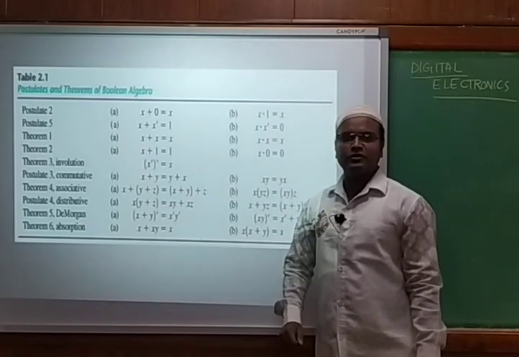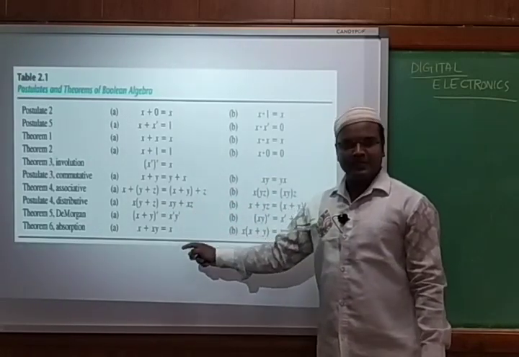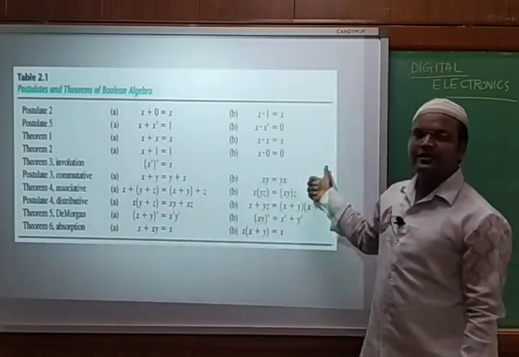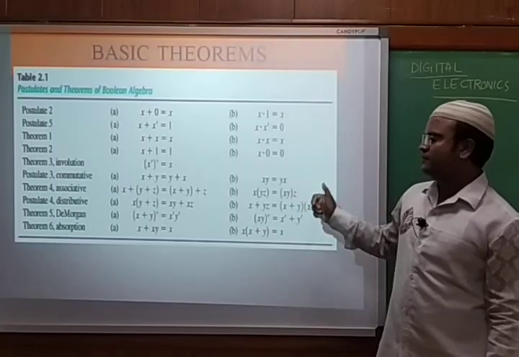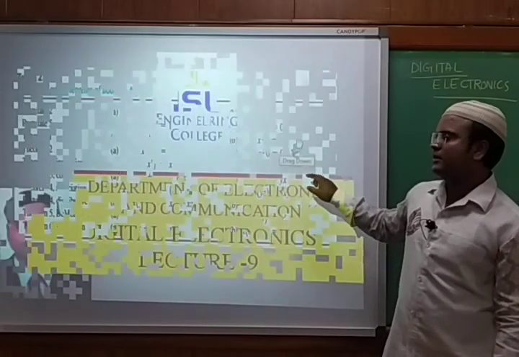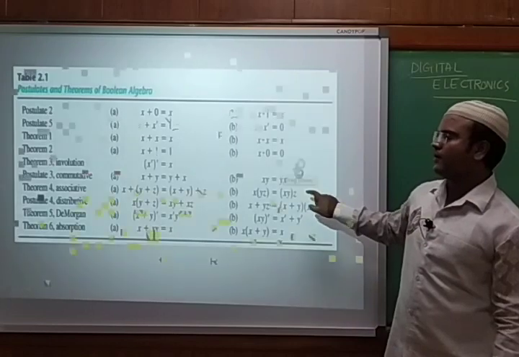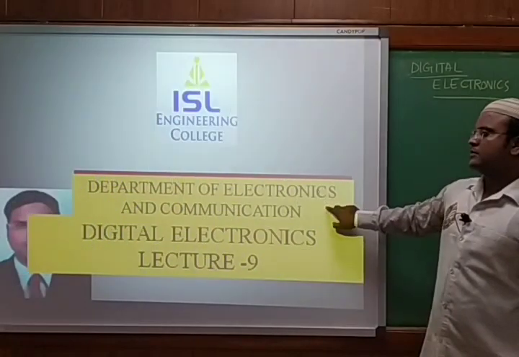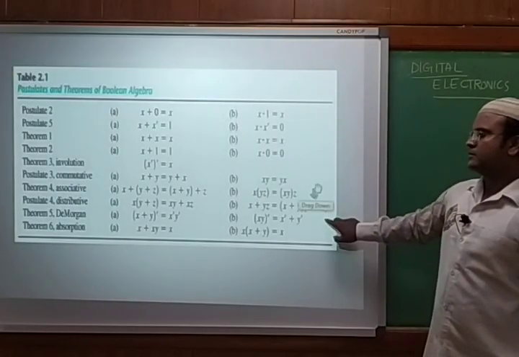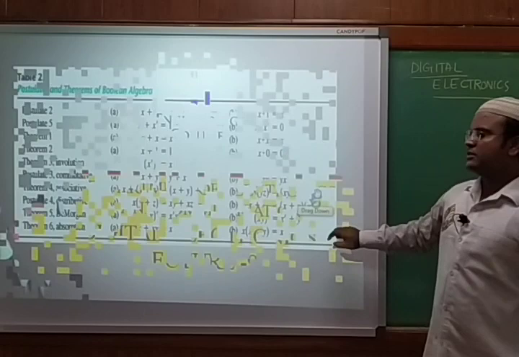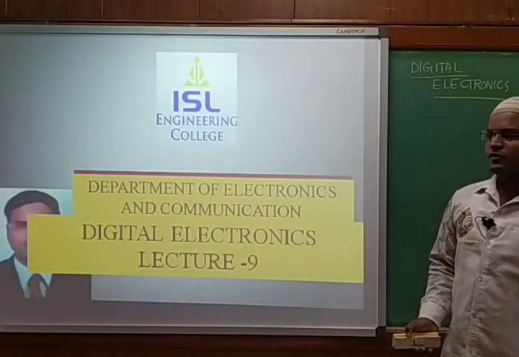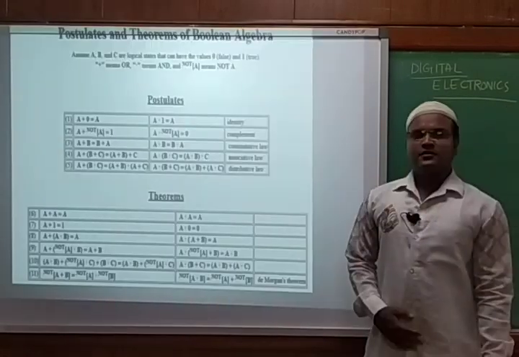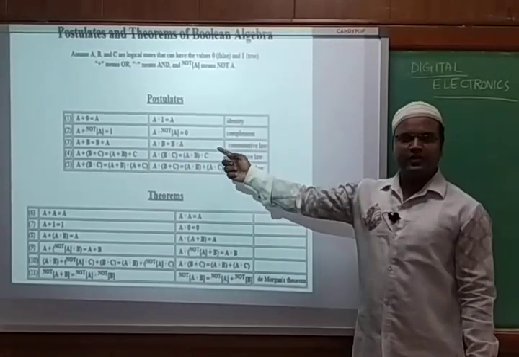Likewise, we talked about the distributive law, x into y plus z can be written as xy plus xz. Likewise, we talked about De Morgan's theorems and the absorption theorem. So these things we covered in the previous class. Just a minute, we'll do some more problems based upon it. How it is going to work, that part also we are going to cover. These postulates and theorems we have also seen.